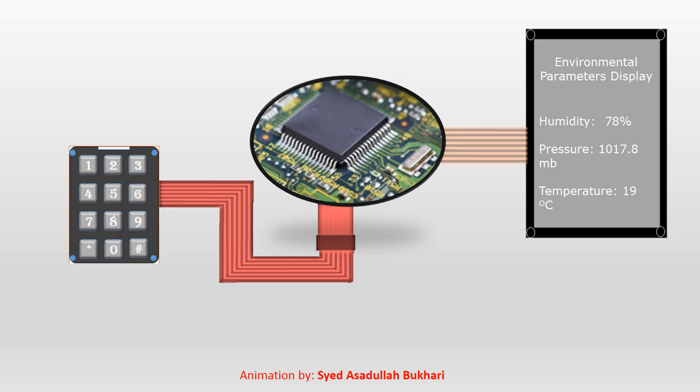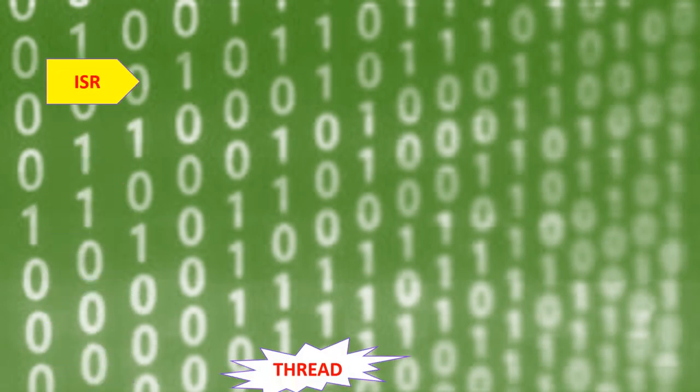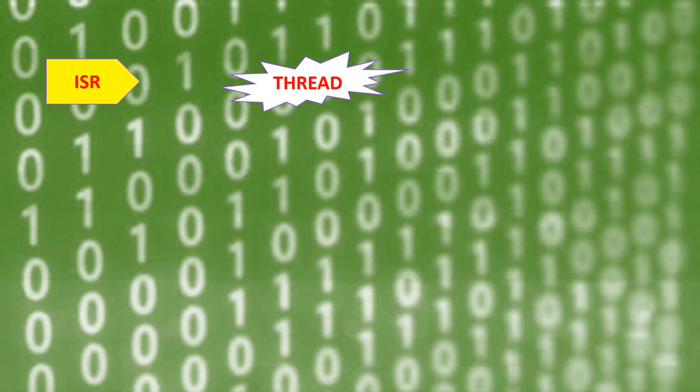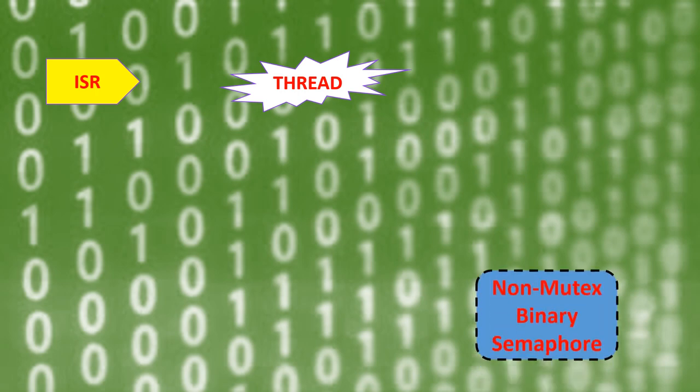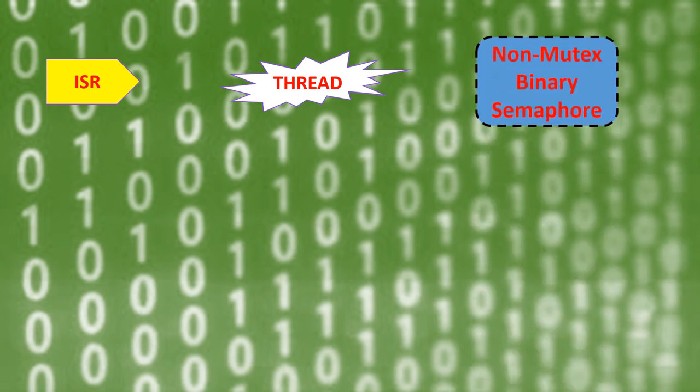So with the help of this example, we will understand how interrupt service routines (ISRs) and threads, or tasks, can be synchronized using a binary semaphore. As explained in my previous videos about types of semaphores supported in any real-time operating system, RTOS, let's make use of a non-mutex binary semaphore here for the purpose of synchronization.